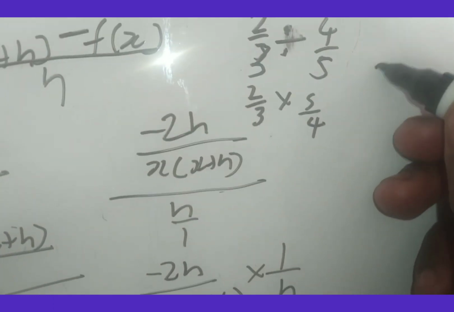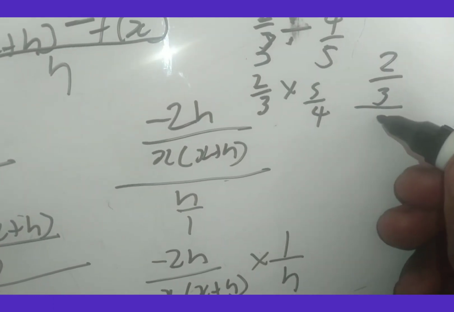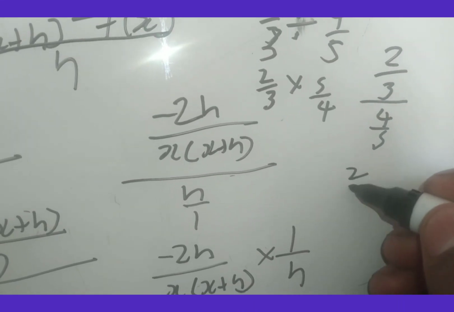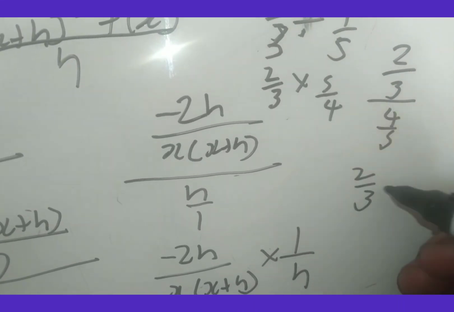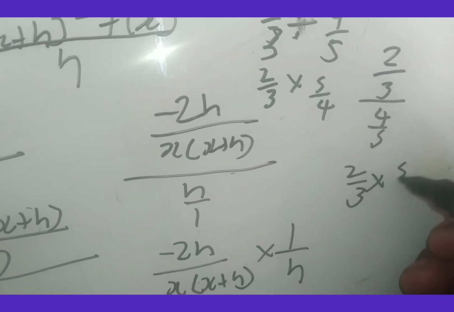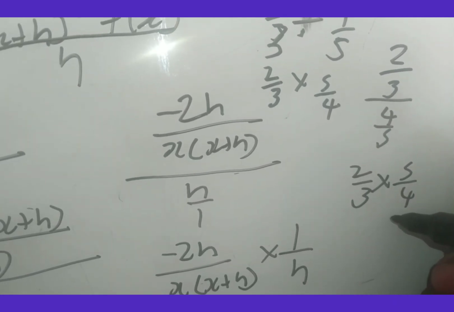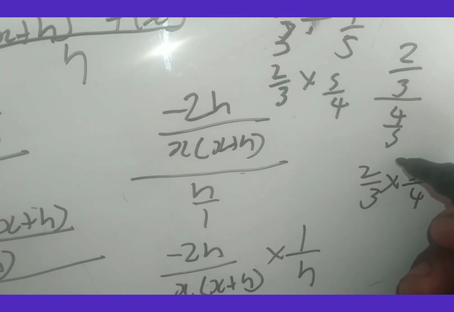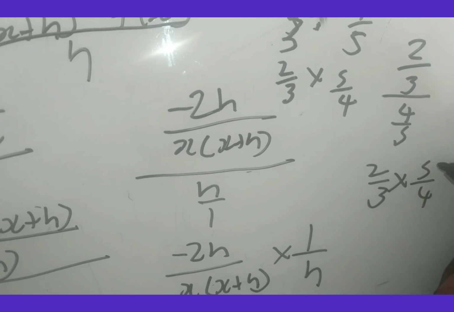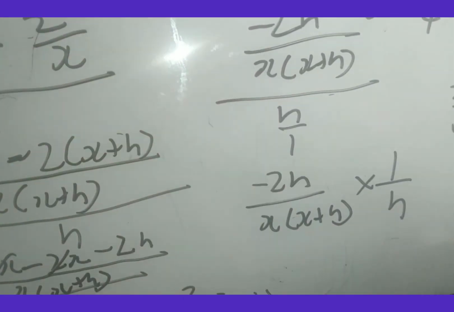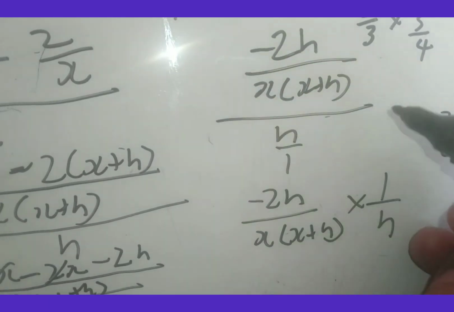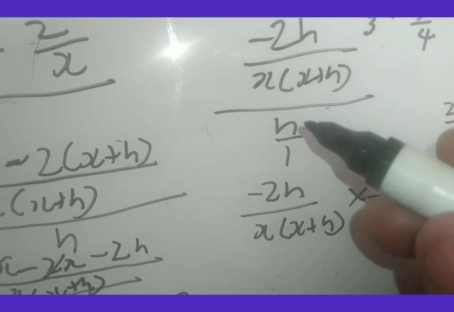Or another example, let's say we have 2 over 3 divided by 4 over 5. We just say 2 over 3, we change the division sign into multiplication and we switch the second fraction. So then we'll have 5 over 4. So the division sign changes to multiplication and this switches, just in case you don't know that method. So we have a fraction divided by a fraction, so this division sign changes into multiplication and this switches.